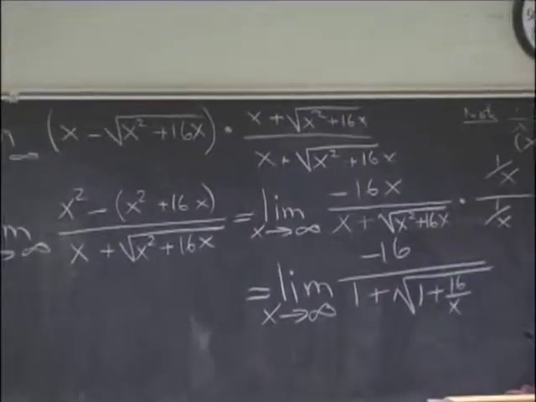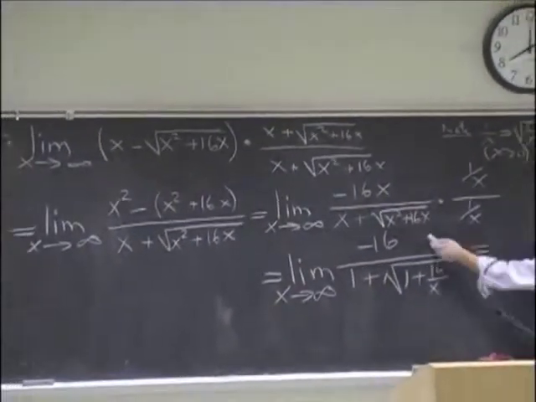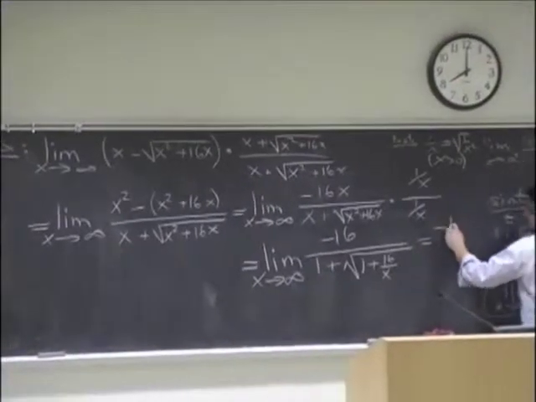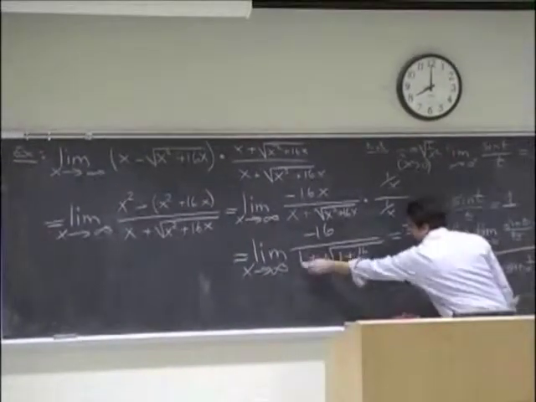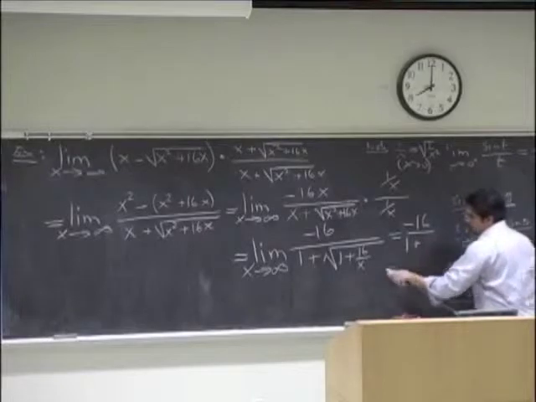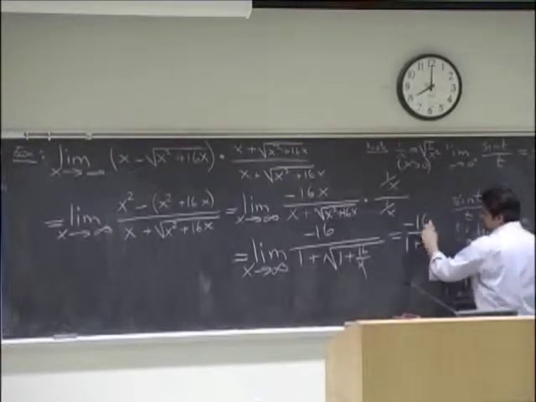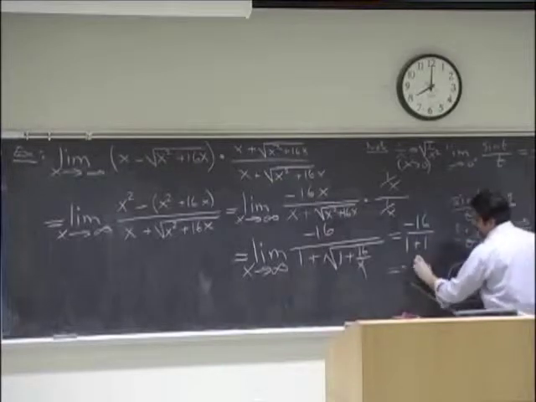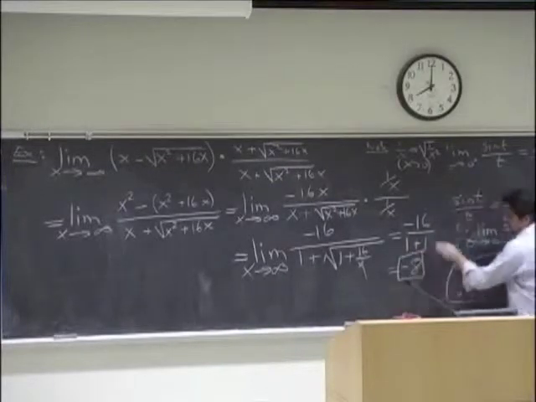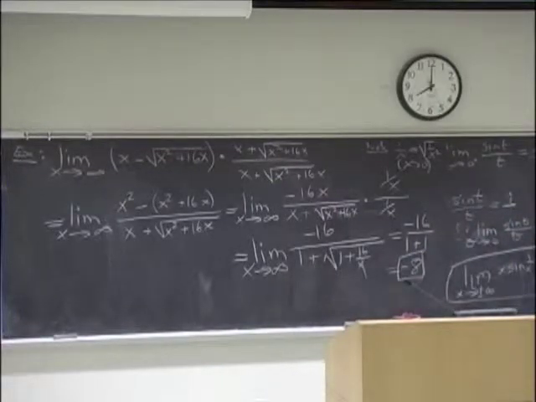Well, actually, at this point, I think we're good. What's the limit of the numerator? Okay. Limit of 1 is 1. Limit in here, that's a 0. Square root of 1 is 1. So negative 16 over 1 plus 1, negative 8. Okay.